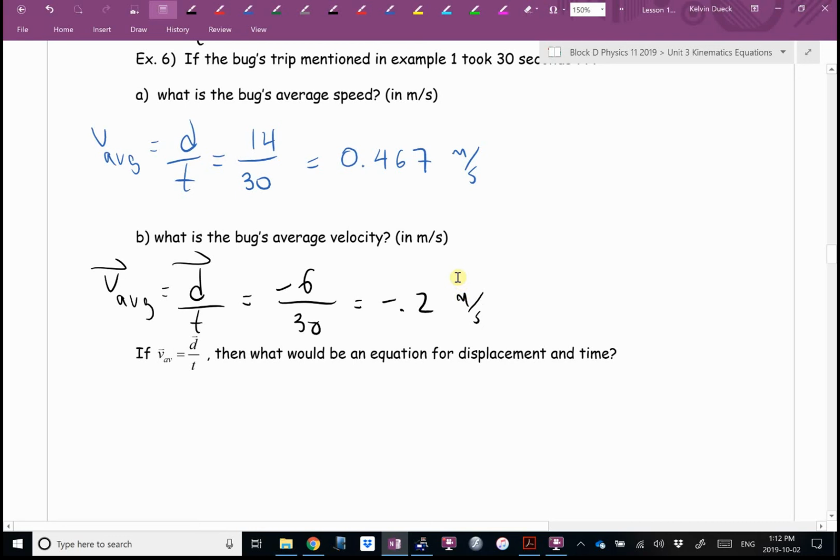So here's what this means. If all we care about is how many steps the bug is taking, it covered 14 meters in 30 seconds. That's its average speed. But because it ended up behind where it started, negative 6 meters was the final displacement, so its average velocity was traveling backwards. Of course it was, because it ended up behind where it started.